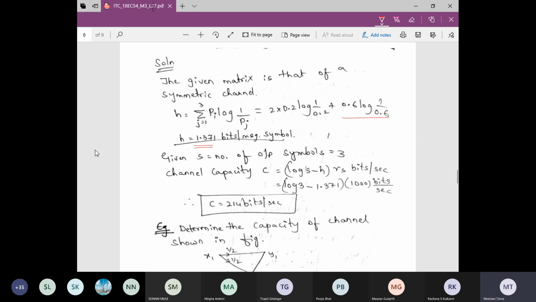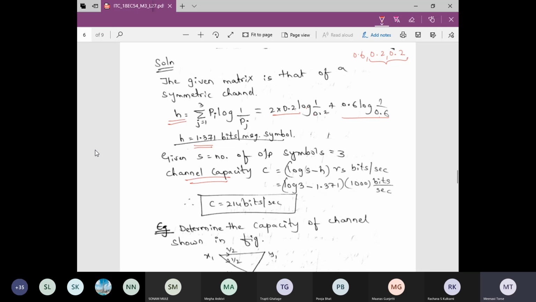0.6 log 1 divided by 0.6. We have the elements of each row as 0.6, 0.2, 0.2. Therefore, lowercase h, that is entropy, can be written as 0.6 log 1 by 0.6, and 0.2 is appearing 2 times, so 2 into 0.2 log 1 by 0.2. Therefore, H is 1.371 bits per symbol.